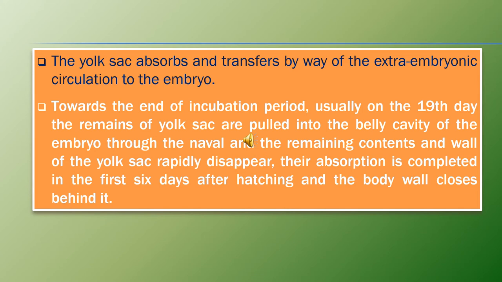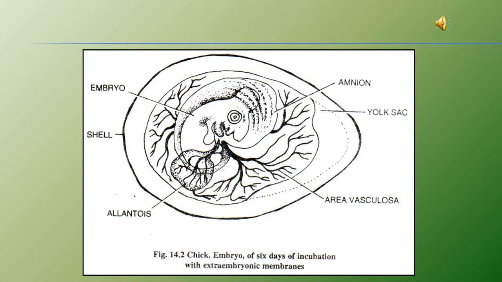Towards the end of the incubation period, usually on the 19th day, the remains of the yolk sac are pulled into the belly cavity of the embryo through the navel, and the remaining contents and the wall of the yolk sac rapidly disappear. Their absorption is completed in the first 6 days after hatching, and the body wall closes behind it. This is the figure of the chick embryo of 6 days of incubation with extra-embryonic membranes.